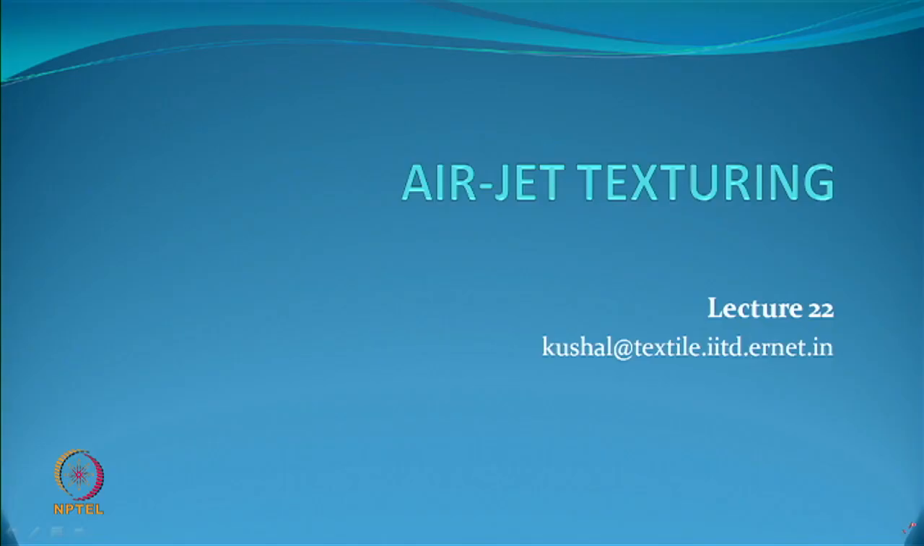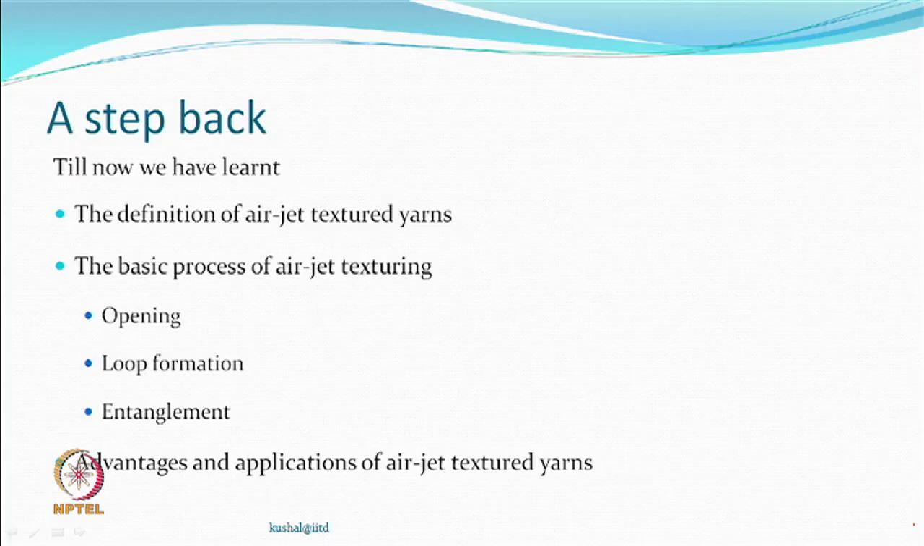So, we are continuing with the air-jet texturing. Last time we had covered some definitions of the air-jet textured yarns, and we noted there are at least three major processes which are called the opening of the filaments, loop formation, entanglement. These are the three things which must happen before an air-jet textured yarn is useful and is produced, and some advantages in application of air-jet textured yarns.